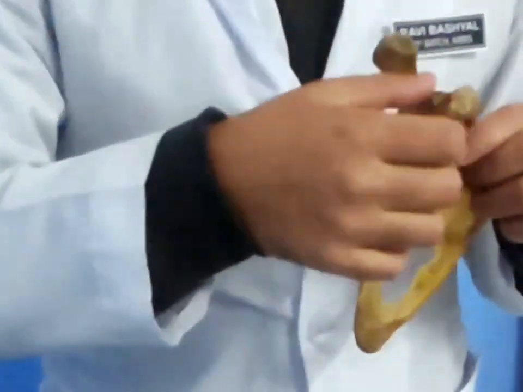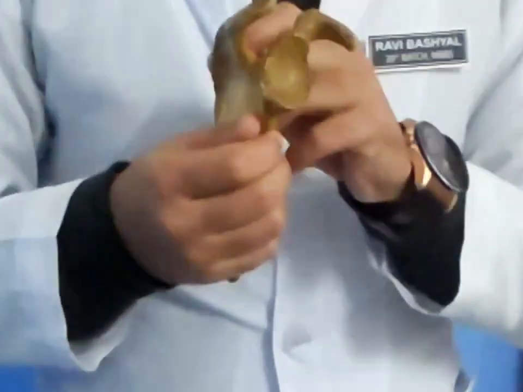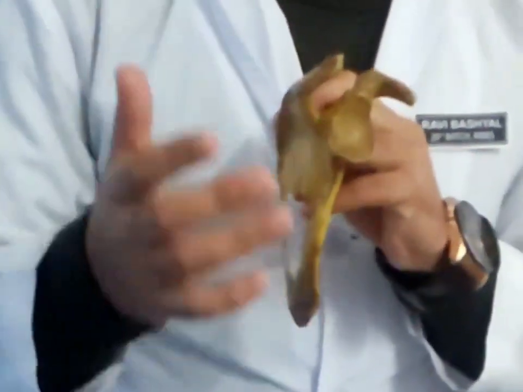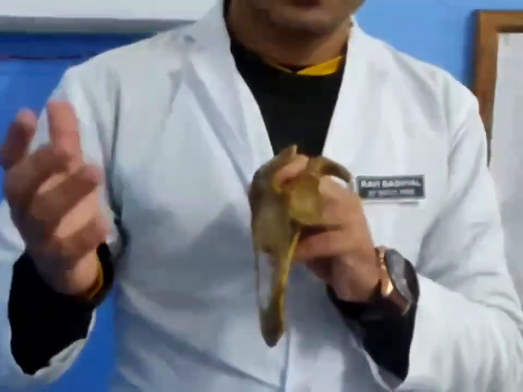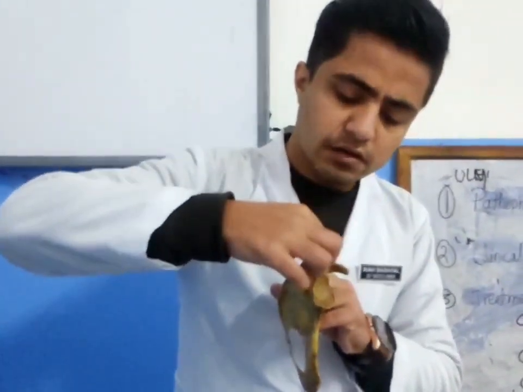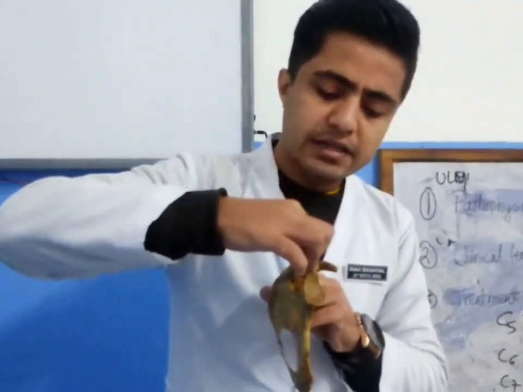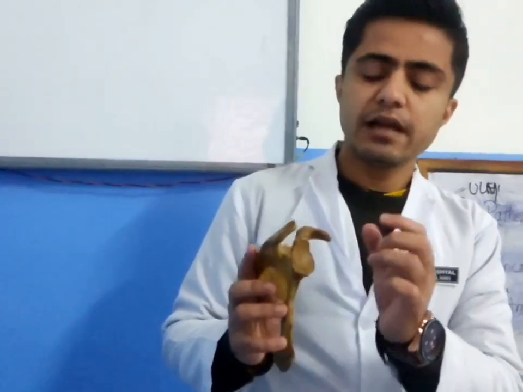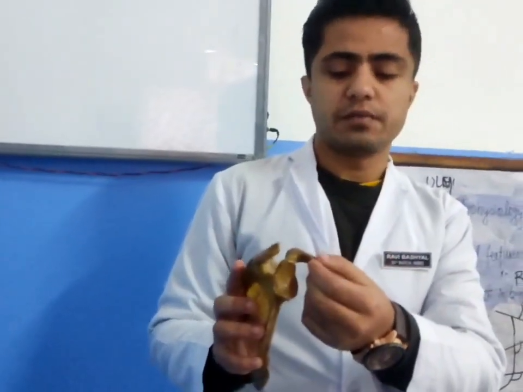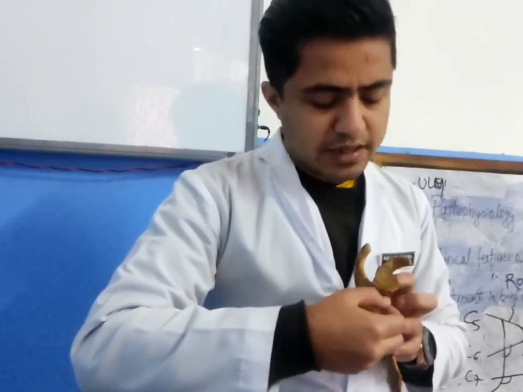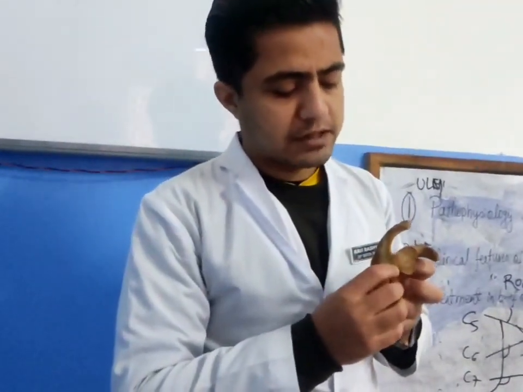So what is the importance of these structures? From them arise the long heads. Which muscles' long heads? The long head of biceps brachii arises from the supratubercle of the glenoid cavity, and the short head arises from the coracoid process. Then from the infratubercle, the long head of triceps arises.